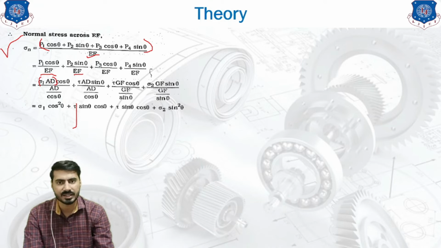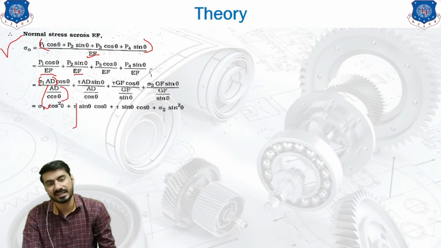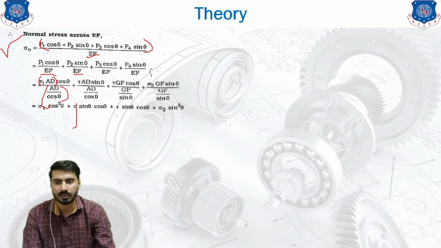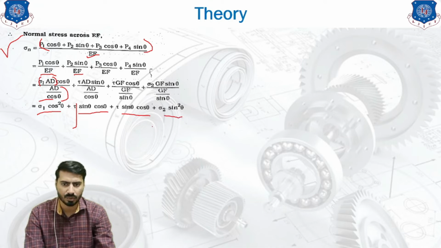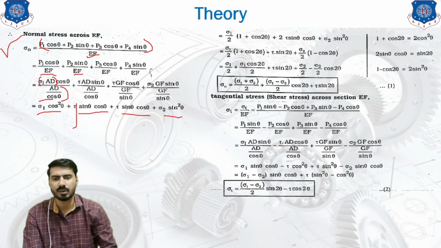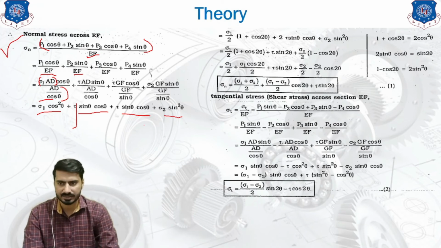that we have seen in the previous slide. Instead of EF, AD upon cos theta, as we have studied in the previous lecture. Now, if you take this cos theta in the denominator, it will be sigma 1 into cos square theta. Similarly, if you take all the denominator parts to the numerator like this, it will look like sigma 1 cos square theta, tau sin theta cos theta, tau sin theta cos theta, and sigma 2 sin square theta. So this is how we have calculated the sigma n.